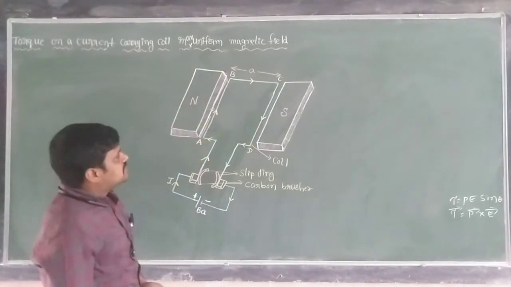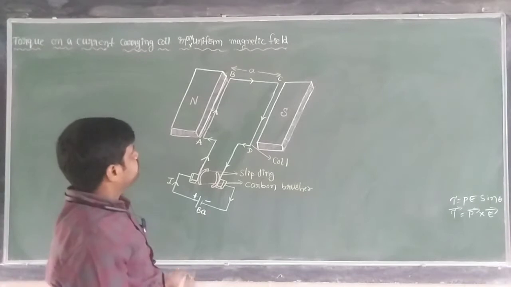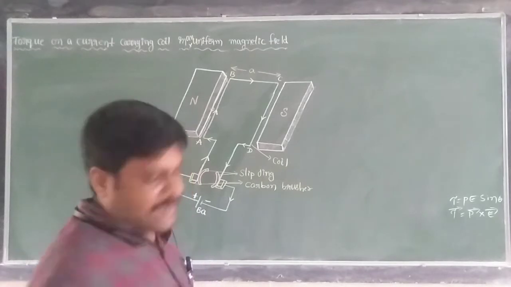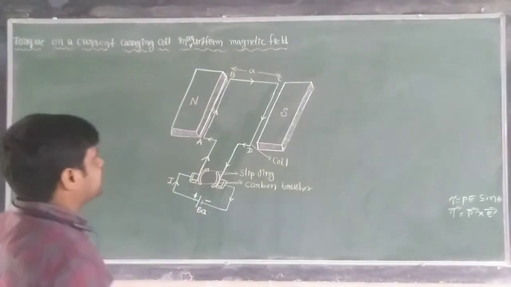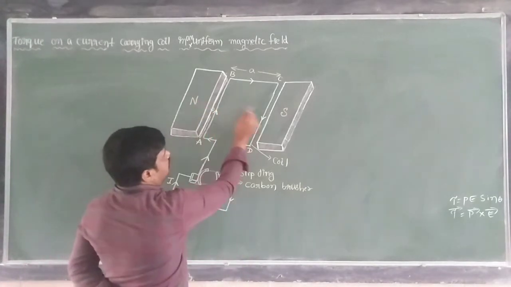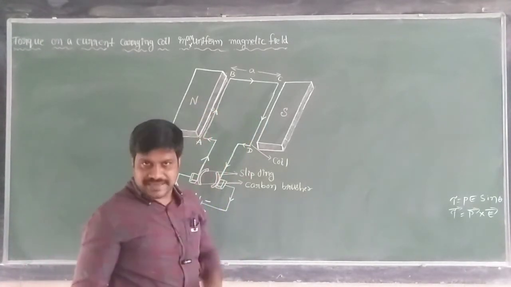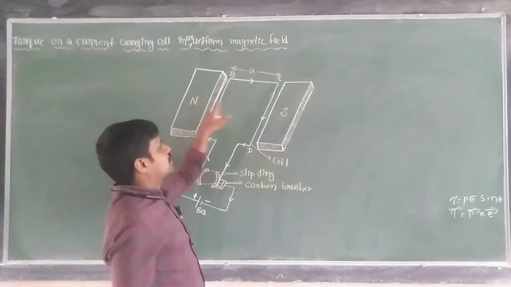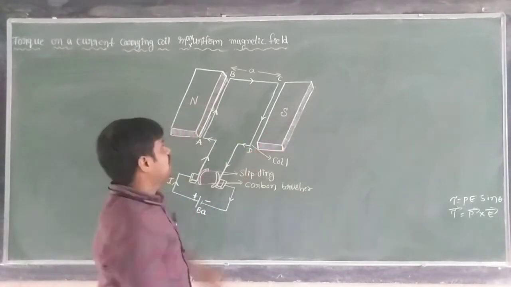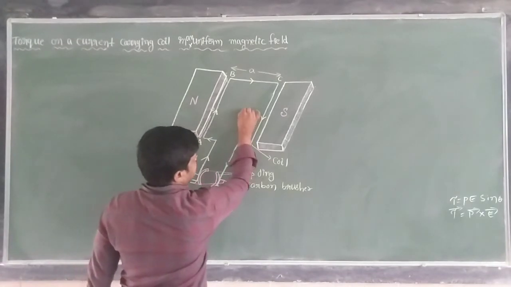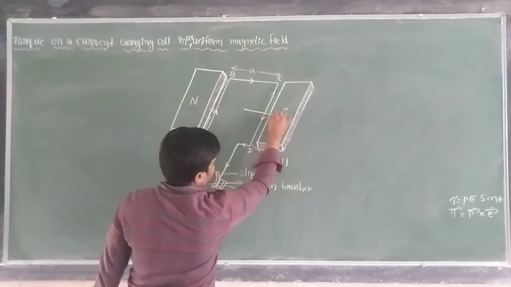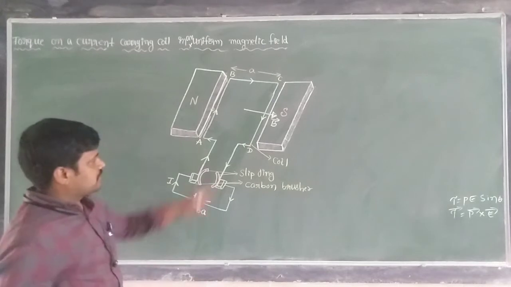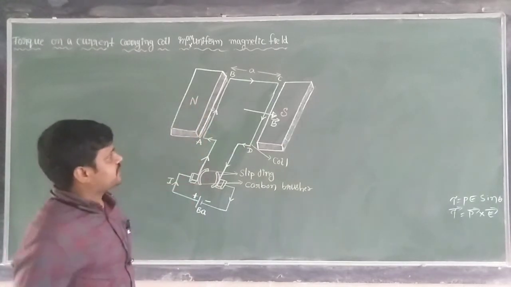Here I have placed the coil in between the north and south poles. The necessity of taking the north and south poles is that these two poles produce the uniform magnetic field. What is the direction of the magnetic field in the case of poles? From north to south. This is the direction of the magnetic field, B bar or B.